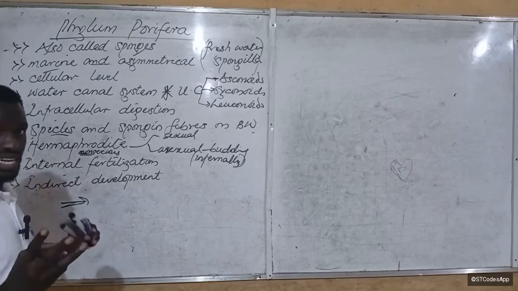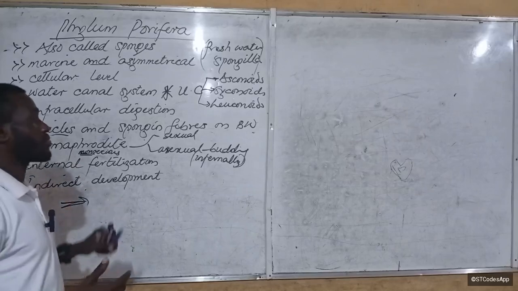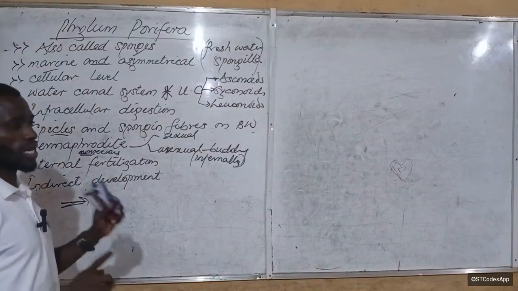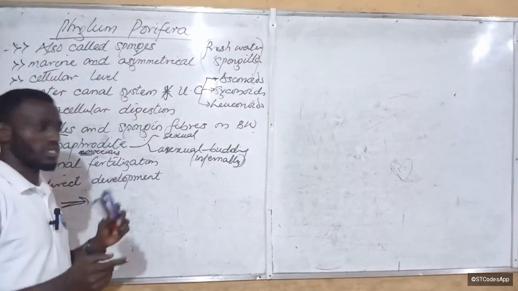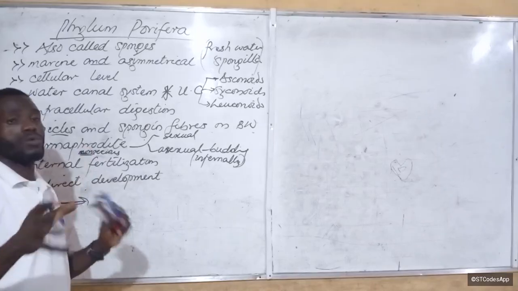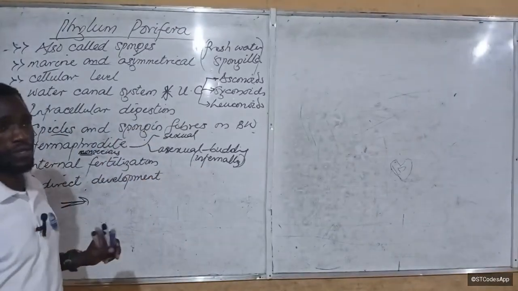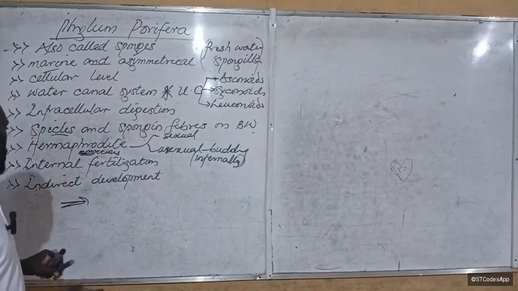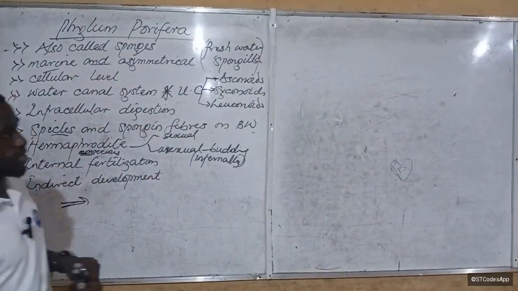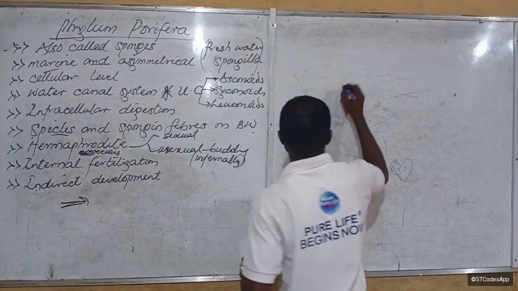Then they are divided into three classes, which I will not be mentioning, because I can't really remember. I remember Calcarea or something. I'm going to list them at the end of this video so that you will know them. Okay, so now this is what I meant by water canal system.